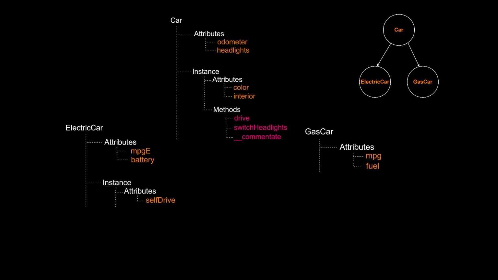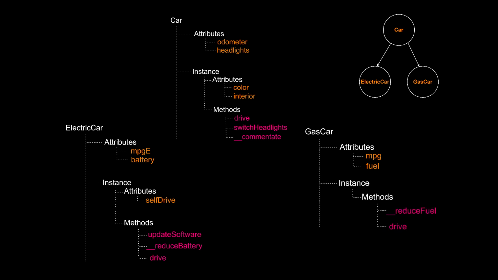So let's say team 1 moves forward and starts implementing the drive method, the update software, and also reduce battery methods. Now your electric car class is completed, and team 1 did not have to wait for team 2. And then later on, when team 2 gets to that point where they want to implement their methods, they can go ahead and not worry about what team 1 did, because again, they're both just inheriting from the parent car class.